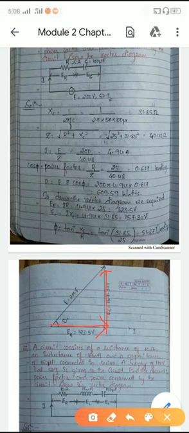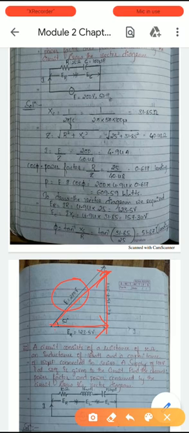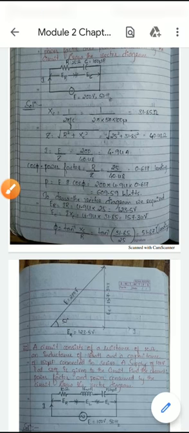Now draw the origin of the first vector and the termination of the second vector, right? So you should get 200 volts and the angle should be 52. Then only your answer is correct, right?